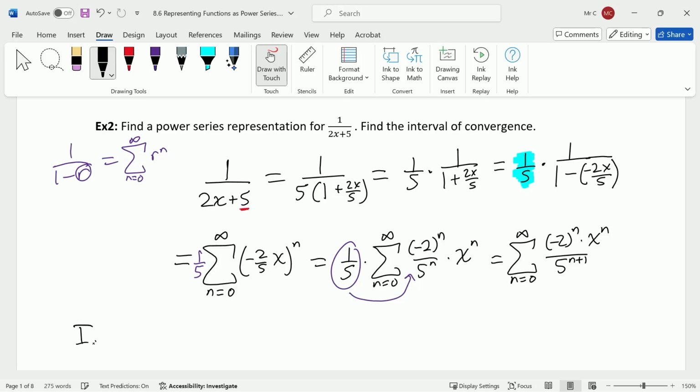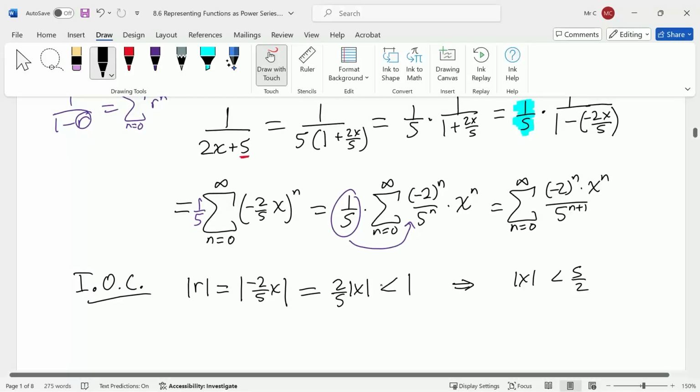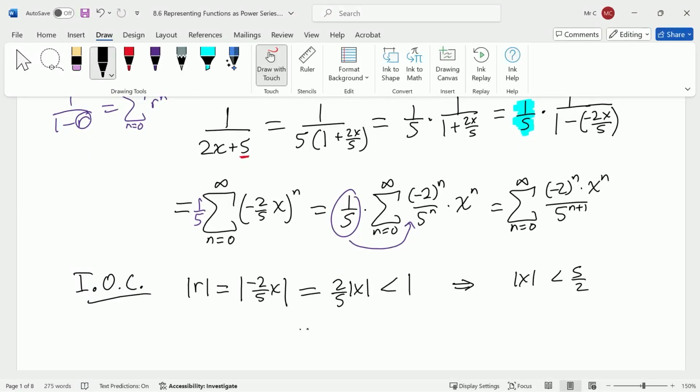Now, as far as the interval of convergence is concerned, we know that our absolute value of r has to be less than 1. And in this case, that's the absolute value of negative 2/5 x. This becomes 2/5 times the absolute value of x, and this has to be less than 1, which implies the absolute value of x is less than 5/2. Right, and I just multiplied the 5, divided the 2, and now I can split my interval up into x being between 5/2 and negative 5/2, and now I'm done.